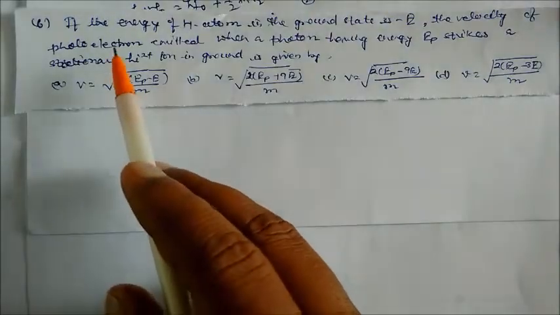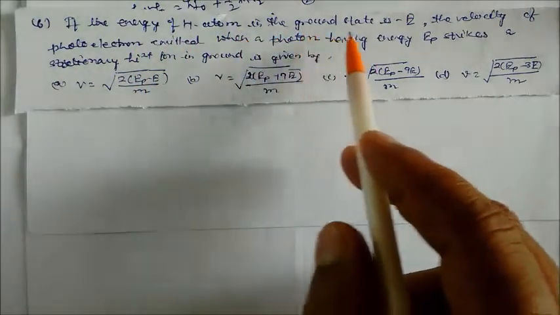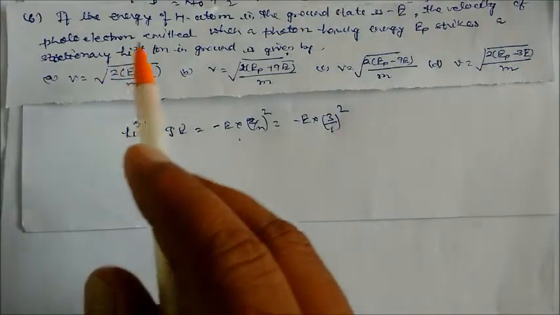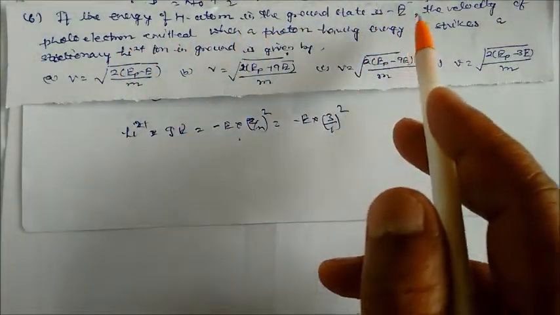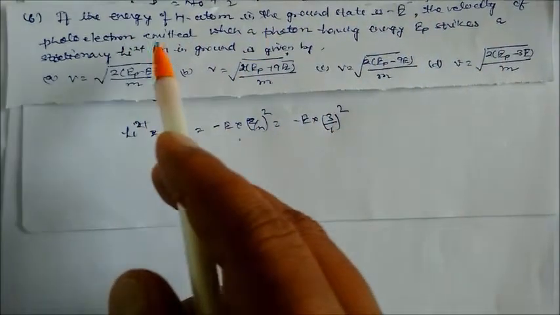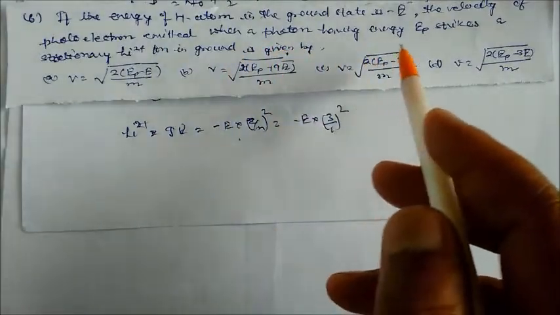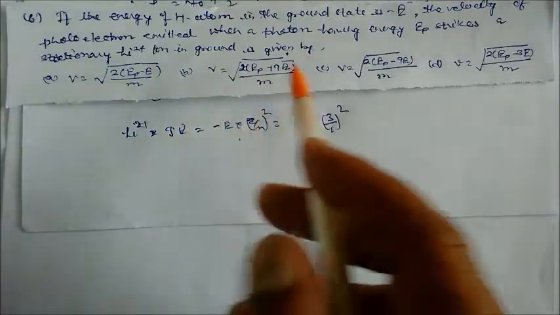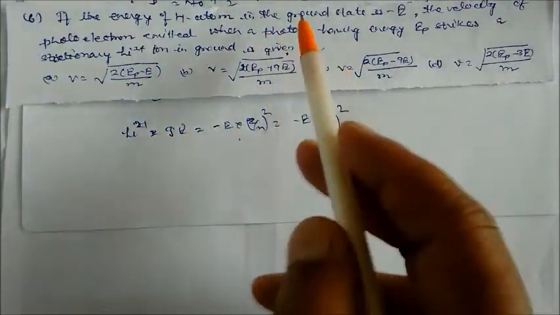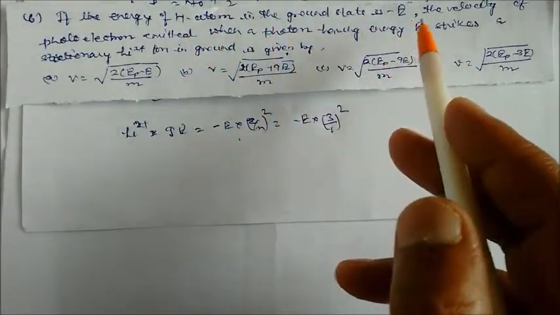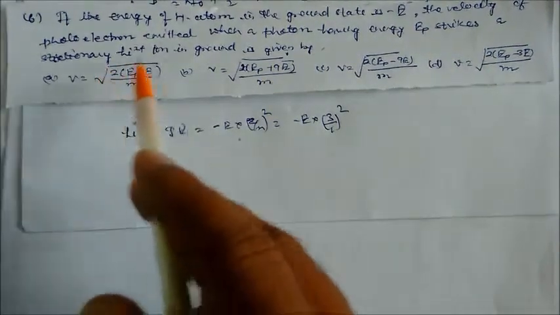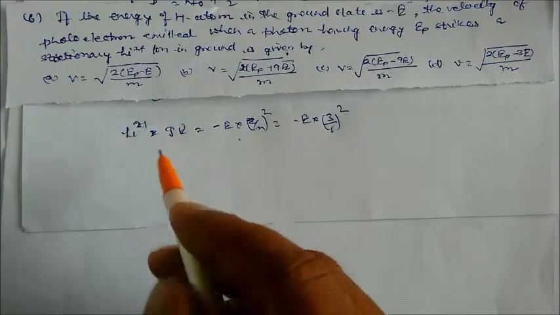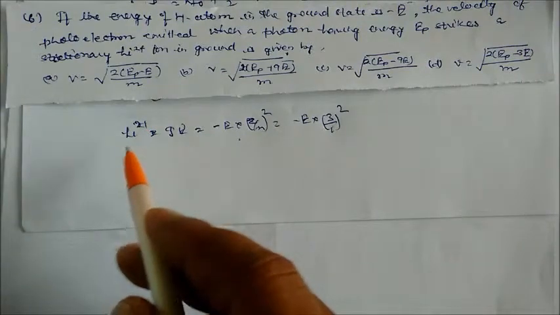If the energy of the hydrogen atom in the ground state is minus E, the velocity of the photoelectron emitted when a photon having energy EP strikes a stationary lithium dipositive ion in the ground state is given by. So here the ground state energy of the hydrogen atom is minus E. We have to find the energy of the lithium dipositive ion in the ground state. We have to first find the energy of this lithium.